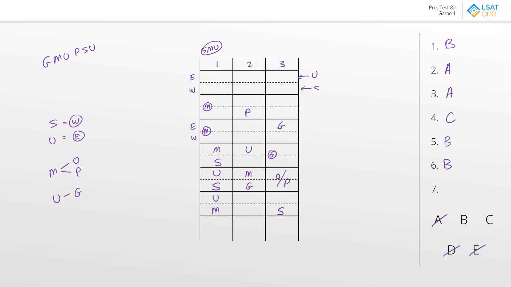And lastly, our modifier question. So this one asks, what would essentially properly replace the rule that says that S goes into the West theater? So we're trying to replace this rule over here.